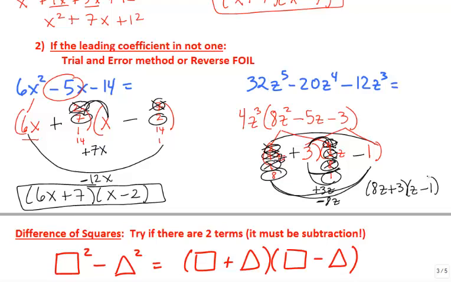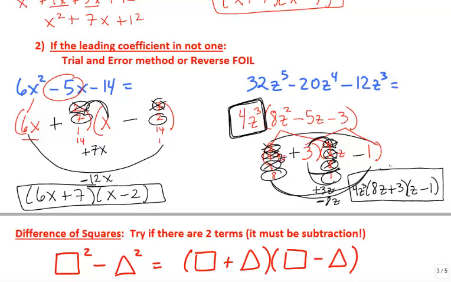Now, a couple of things. I'm not quite done, because remember, this problem from the very beginning had a GCF, so don't forget about that 4z cubed that we pulled out from the start. That is still in your final answer. So I want to make sure that I bring that down, and this would be what my final factored form would look like.